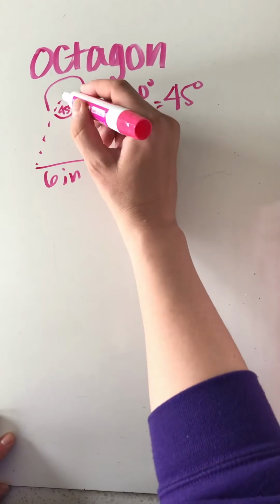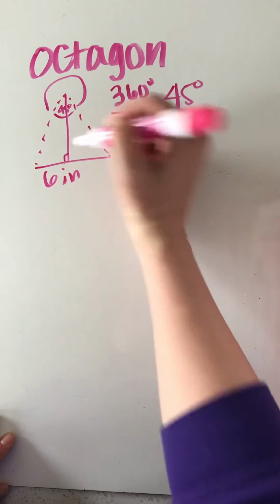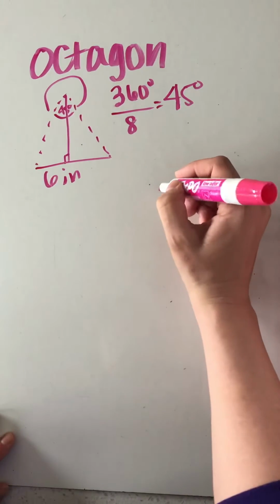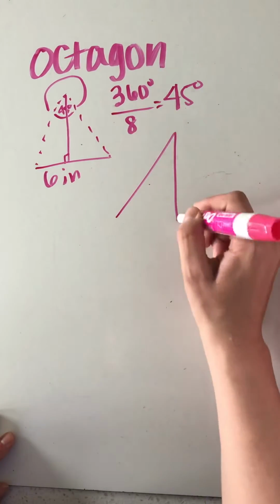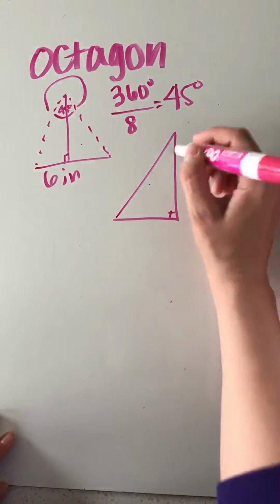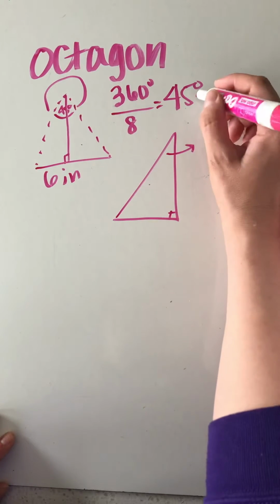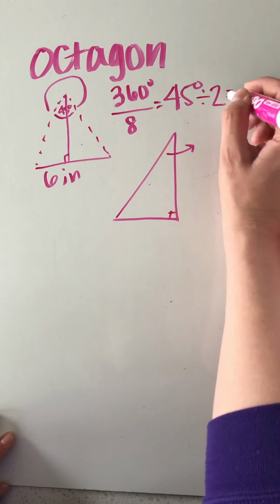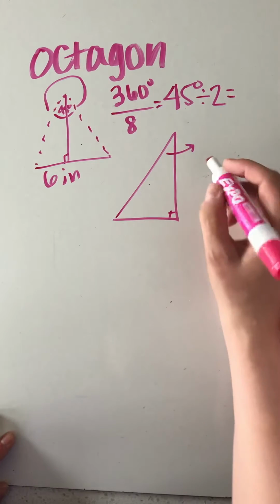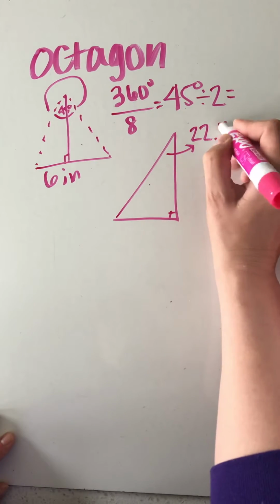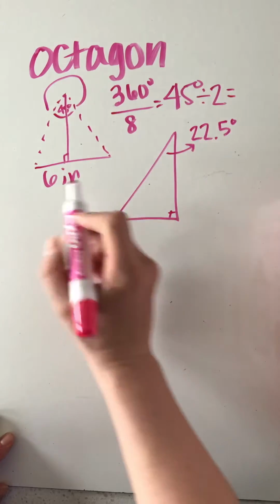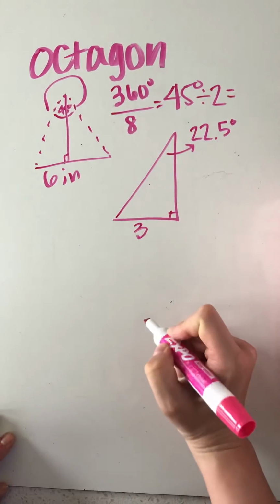So I'm going to drop the height and create a right triangle right there, and I'm going to redraw it over here so it's easier for you to see. This right triangle has a degree measure not of 45, but of 45 divided by 2, which is 22.5 degrees. And it has a base not of 6, but of 3, because we cut it in half.